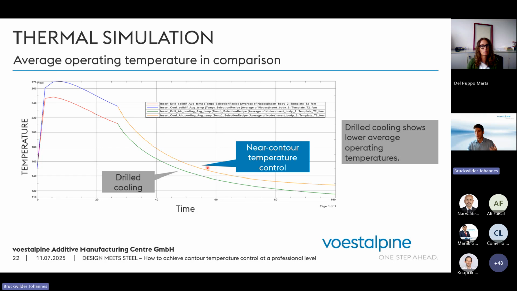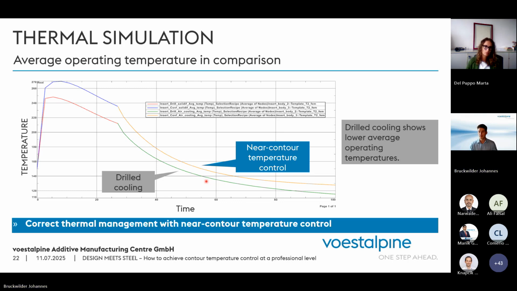And also the steel likes to be warmer, because then we have better toughness and better mechanical properties. And more cooling is not better. You need to adapt the cooling to the right hotspot and there suck out the energy of the shot. And that's really what you can do with near contour temperature control: apply the perfect thermal management for the whole mold.